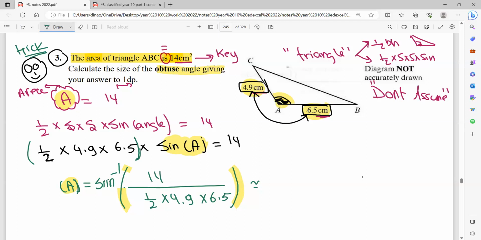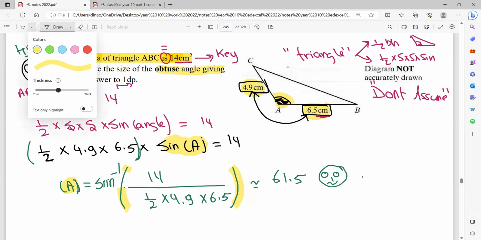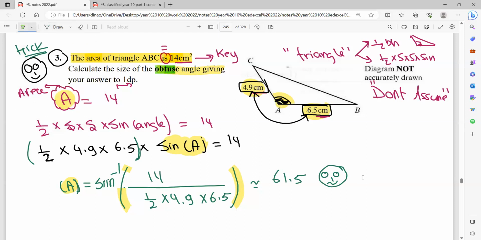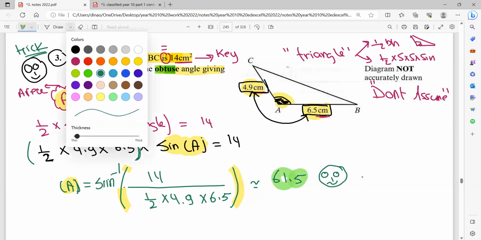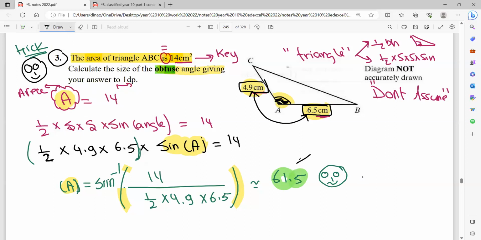The answer I got is 61.5. Now the examiner said that this angle is obtuse, but my calculator gave an acute answer. How does this work, and what is the solution to this problem? Let's go through the steps. Maybe you did something wrong.